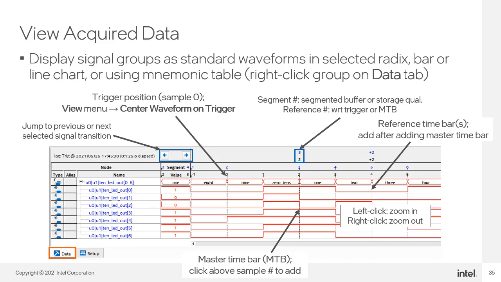Left-clicking a waveform zooms in to make it easy to see individual samples. Right-clicking zooms out. If the trigger sample is not visible because of a zoom-in operation, select Center Waveform on Trigger from the View menu to shift the trigger sample to the middle of the display.